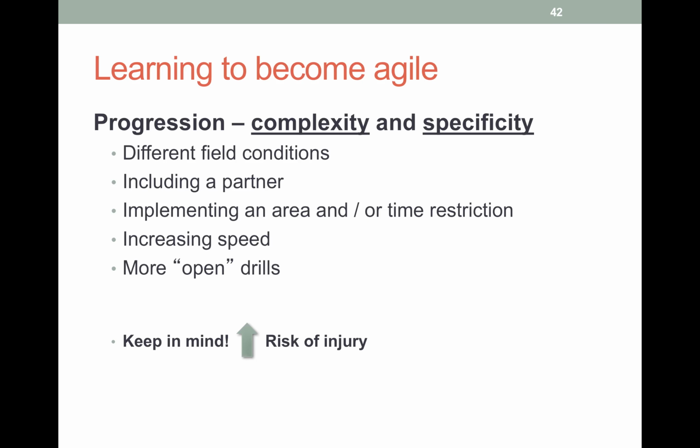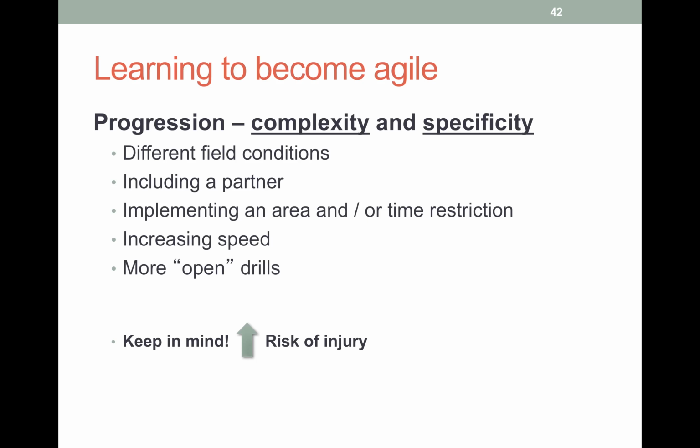You might also include a partner, so not only do they have to pay attention to themselves, but they have to pay attention to their partner as well. You might implement an area or a time restriction. Perhaps at first it doesn't matter how much space you use, but now I want you to do it in this much space, or now you only have so many seconds to complete this. You can make it faster and faster as the person gets better, and that's normally what you need to do in order to be more sports specific. Sports aren't slow for the most part. And then making them more open, so perhaps the person doesn't know what to expect anymore. We'll see an example later on in football where you don't know what direction the coach is going to throw the ball. So you have to pay attention and act accordingly.